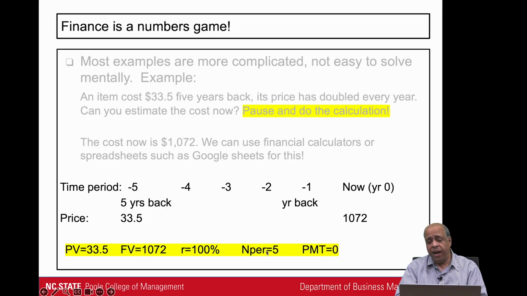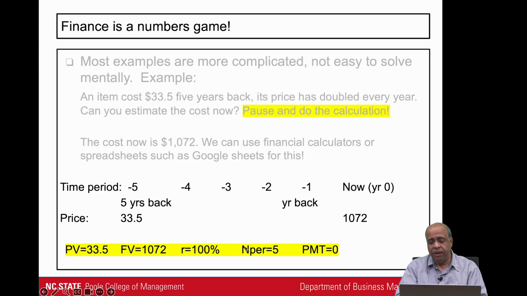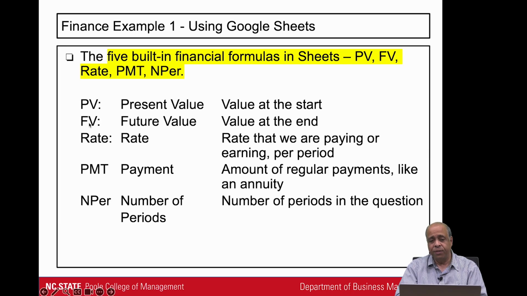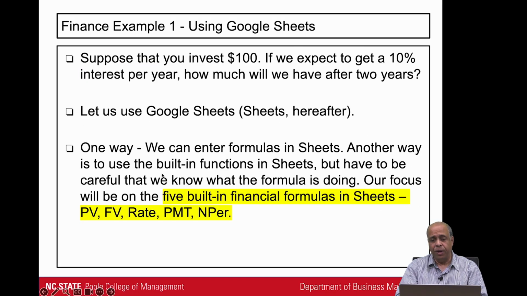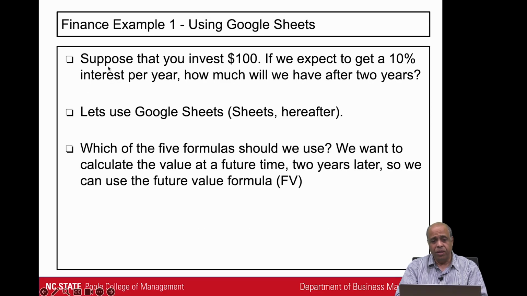So these are the 5 key values that we have to keep in mind when we are using all of these financial functions. And for each one of these values, Google Sheets has a financial function, which are called these, that will help us do the calculation. Okay. So now let us see this application for our problem here. Our question was, supposing we are investing $100, we expect to get a 10% interest per year. How much will we have after 2 years? So that's what we want to calculate.